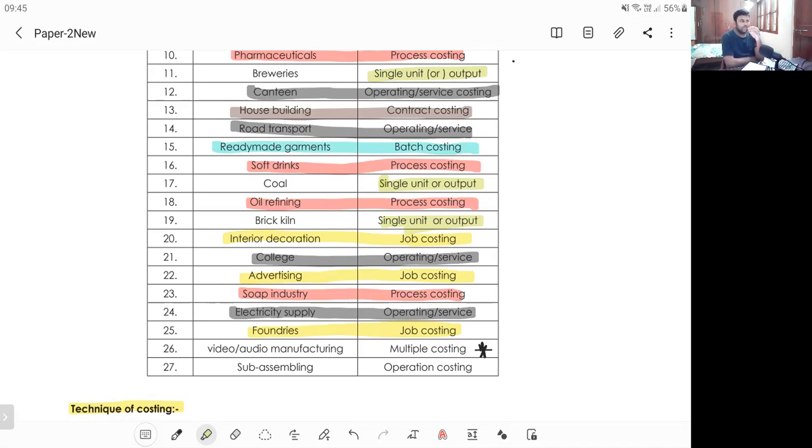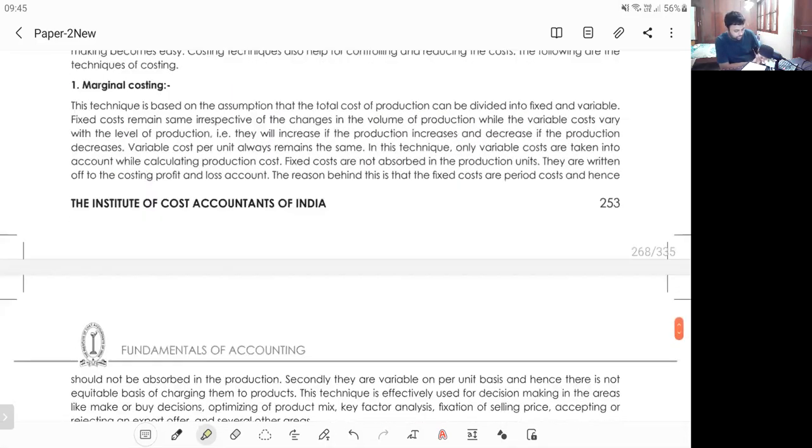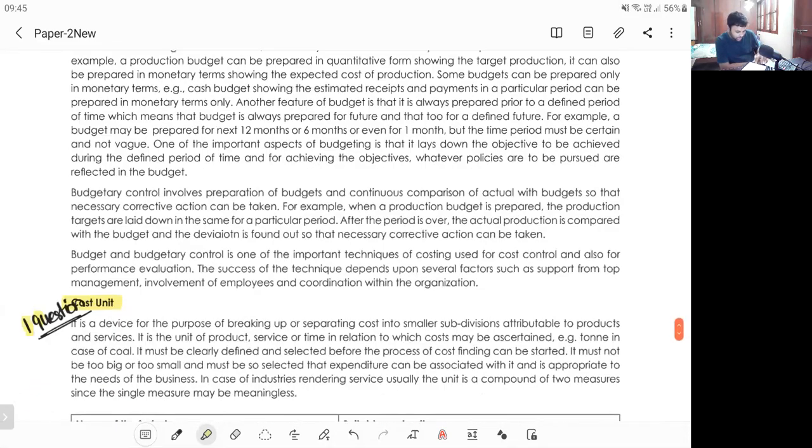There, these people were saying the cost of a brick is 5 rupees or 10 rupees, but they are not ready to sell less than 2000 bricks. There is a minimum order you must place there. So this type of costing is called single or output costing. So these are the methods of costing.